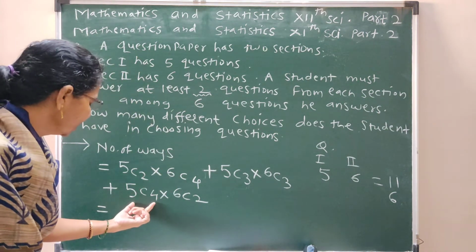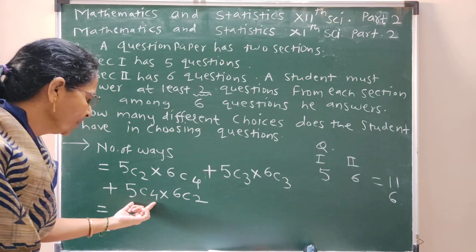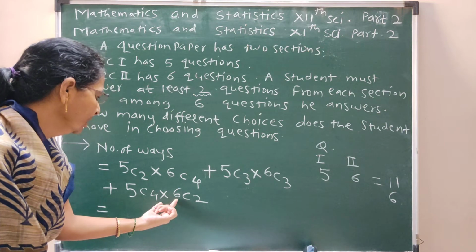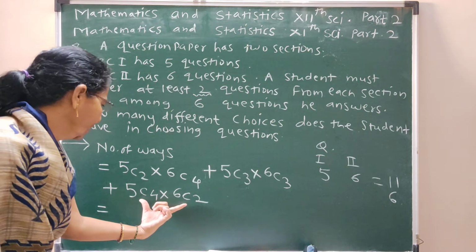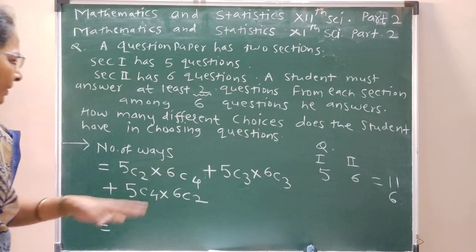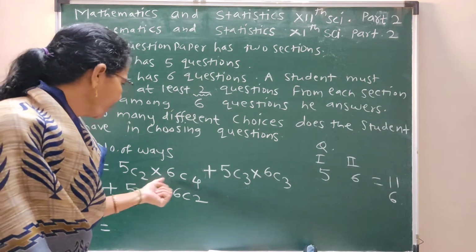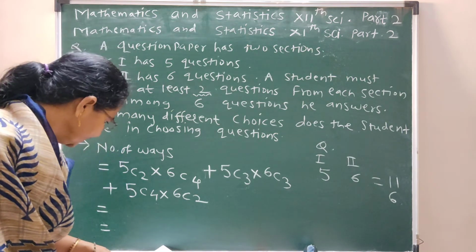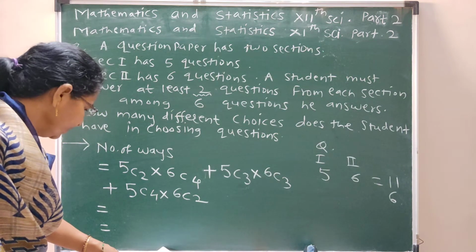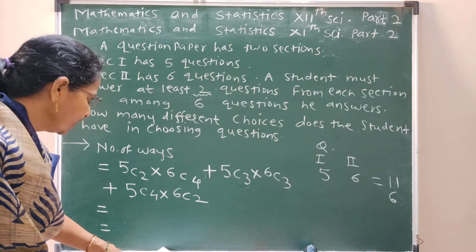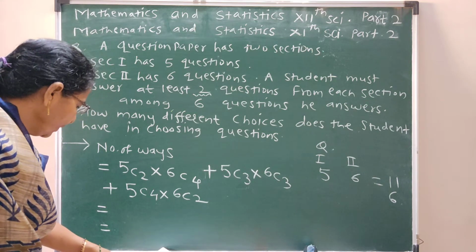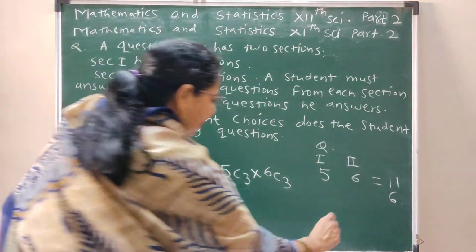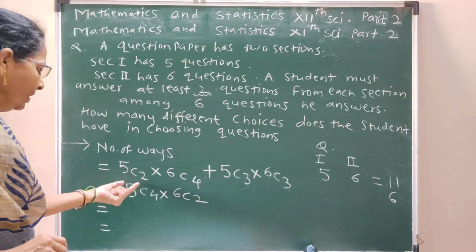So up to this, we can select 4 questions from section 1 and 2 questions from section 2. In this way, total is 6 questions. These are the possible cases. Take their product and their sum. Now cases: 5C2 times 6C4, 5C3 times 6C3, 5C4 times 6C2. Now every term you can solve there.